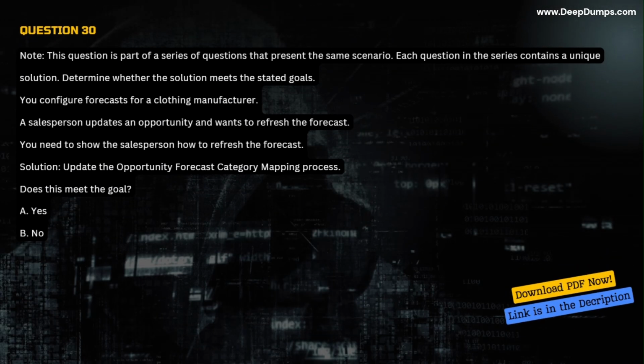Question 30. Note, this question is part of a series of questions that present the same scenario. Each question in the series contains a unique solution. Determine whether the solution meets the stated goals. You configure forecasts for a clothing manufacturer. A salesperson updates an opportunity and wants to refresh the forecast. You need to show the salesperson how to refresh the forecast. Solution: update the opportunity forecast category mapping process. Does this meet the goal? A. Yes. B. No. Correct answer B.